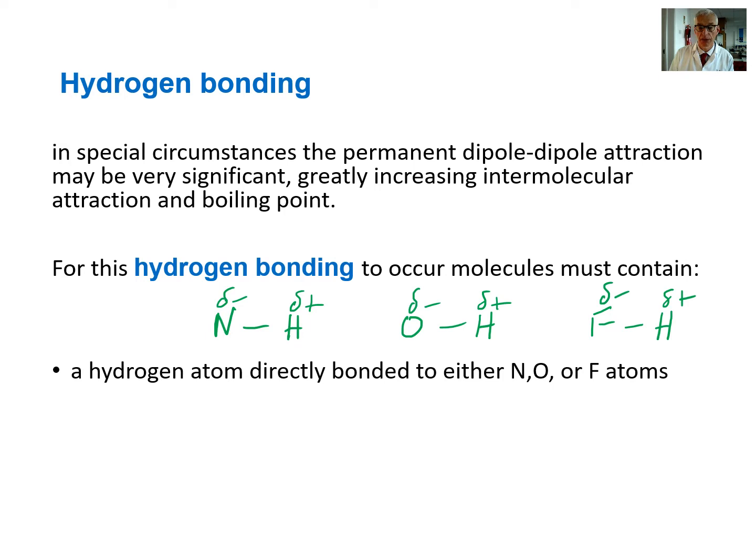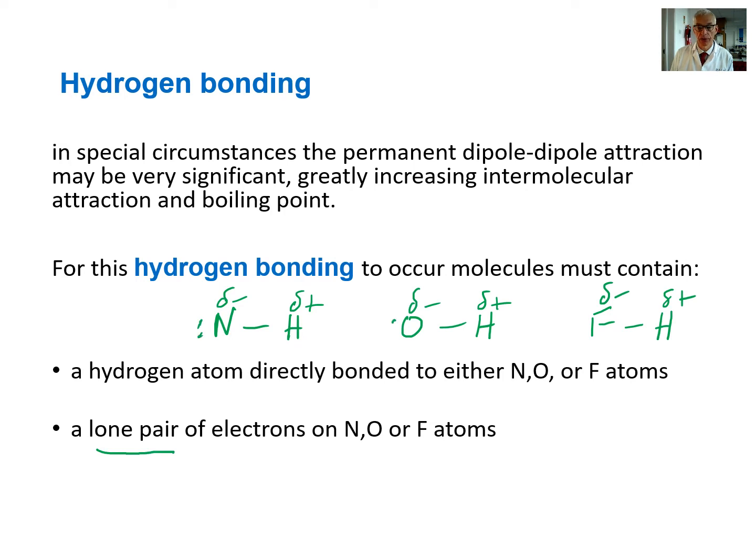The second circumstance is that there must be a lone pair of electrons on nitrogen, oxygen or fluorine. The lone pair of electrons are intimately involved in the hydrogen bond. So nitrogen has one lone pair, oxygen, by the way, has two lone pairs, and fluorine, haven't quite got room, but I'm going to squeeze them in, three lone pairs. However, there's only a requirement for one lone pair for hydrogen bonding to occur.